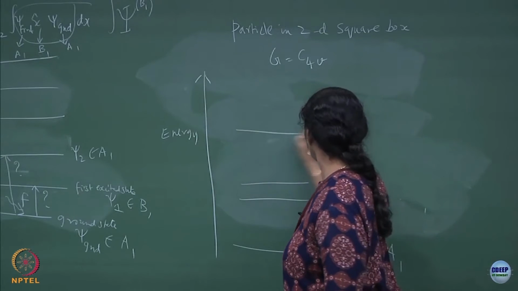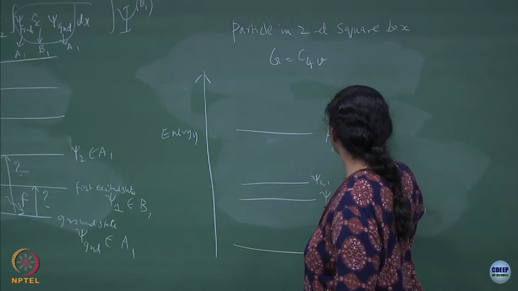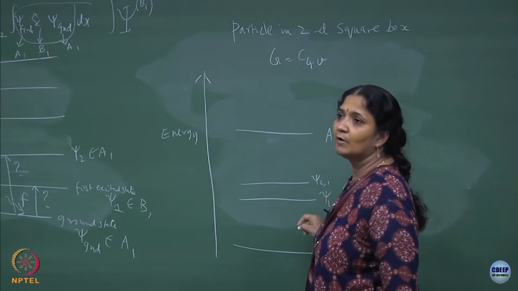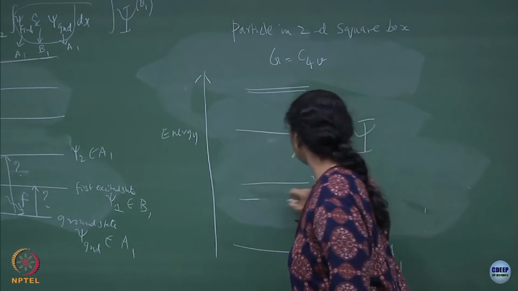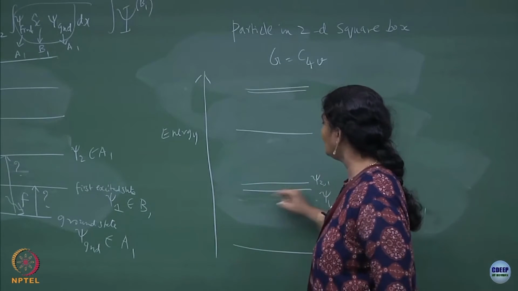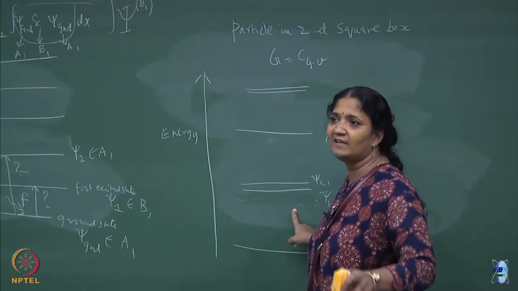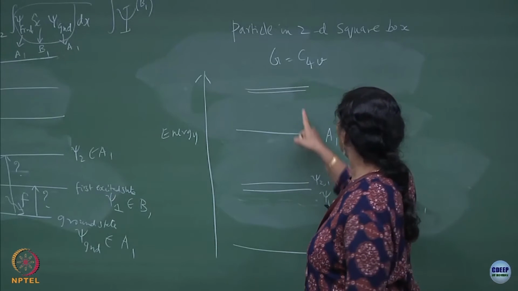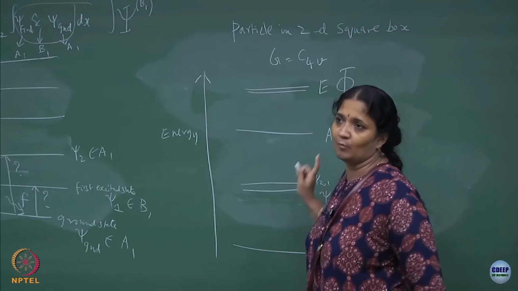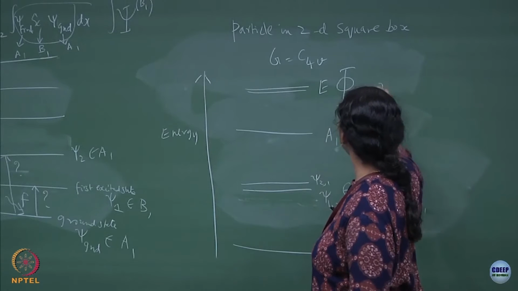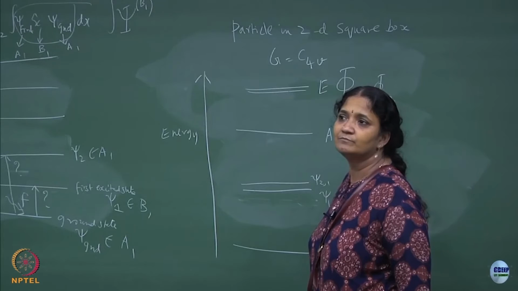So, there could be repetition, another one belonging to A1, but a different wave function. Okay. And then another two-fold degenerate level. The two-fold degenerate levels you should draw close together, so that you know that both have the same energy. That is the meaning of drawing those lines very close. So, this will belong to E, with some other wave functions, phi 1 and phi 2, because it is two-fold degenerate, and so on.